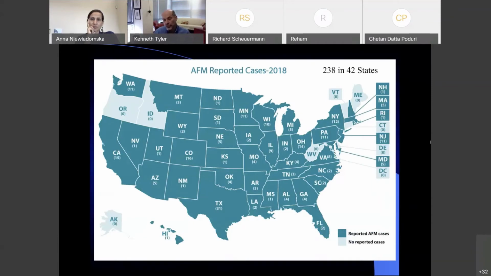This is just from 2018, and just to quickly make the point that virtually every state in the United States, you can see there are a few in the lighter blue that didn't have cases, but almost every state in the US reported cases of AFM. And California was actually one of the bigger totals with 15 in that year. Next slide.